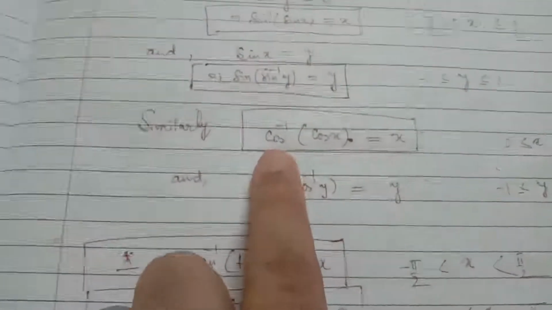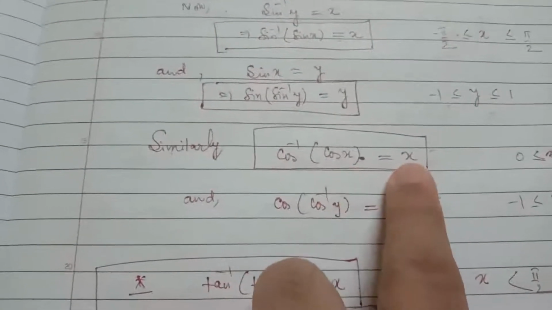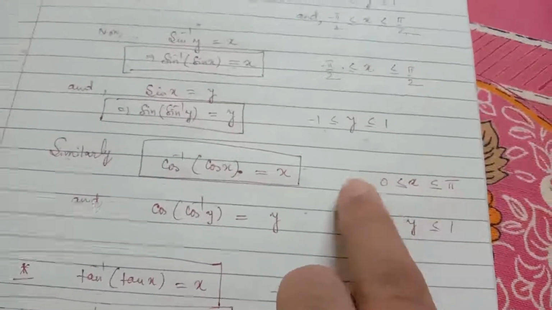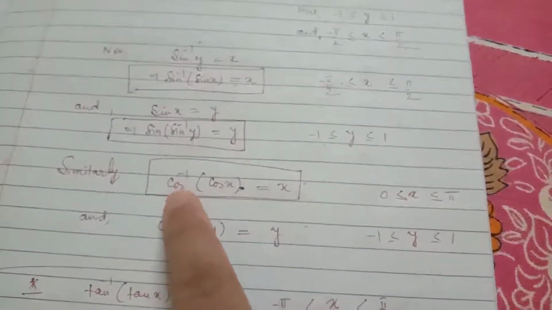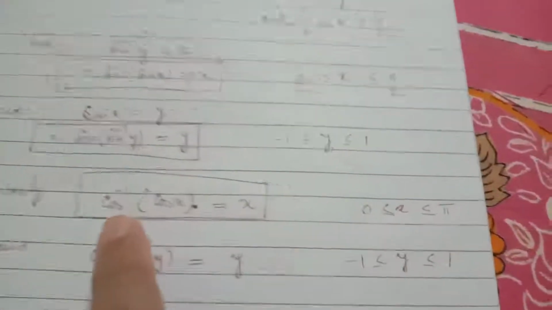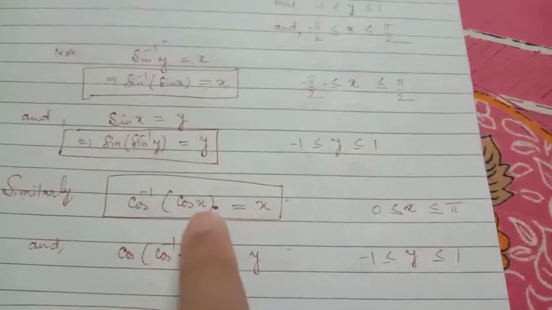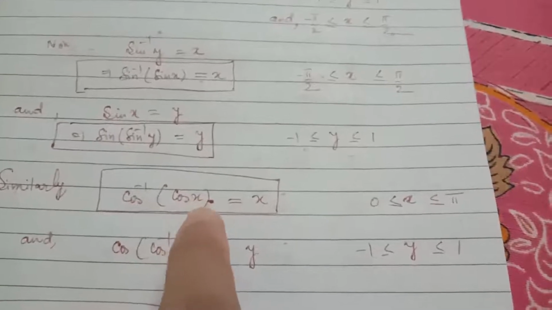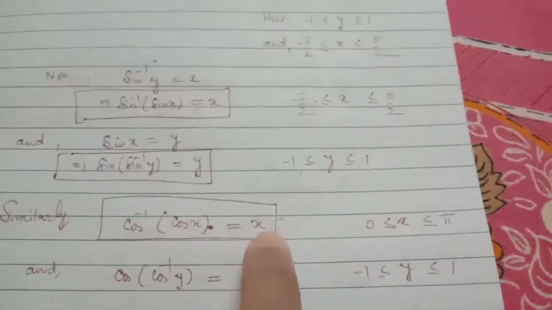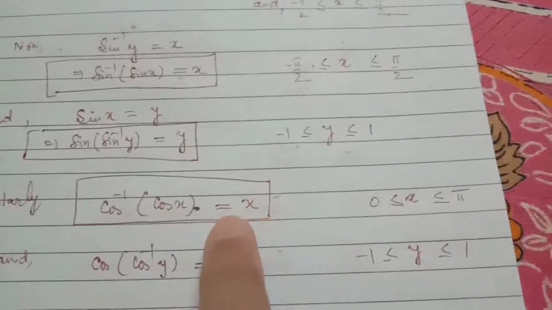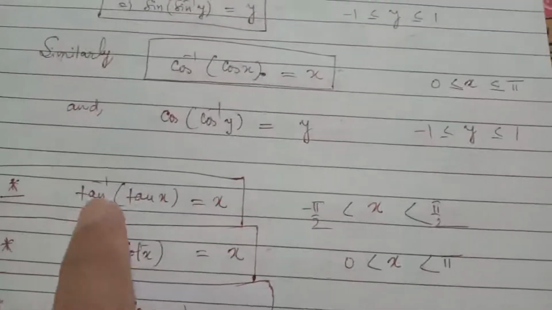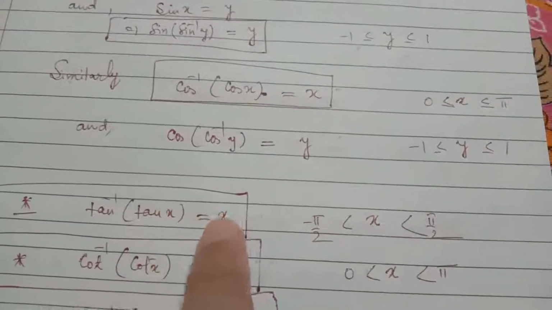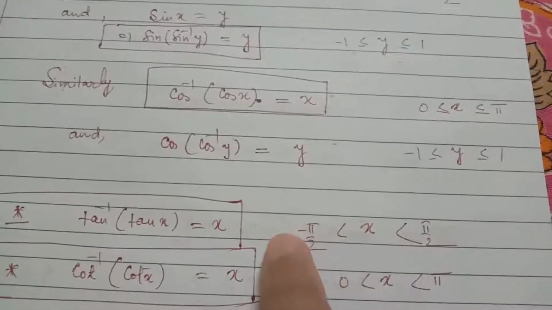Similarly, cos inverse of cos x equal to x, but x must be in between 0 and pi, which is the range of cos inverse. So cos inverse of cos x equal to x if this angle is in between 0 and pi. If this angle is more than pi or less than 0, this result will not be true. Tan inverse of tan x equal to x if x lies in between -pi/2 and +pi/2.